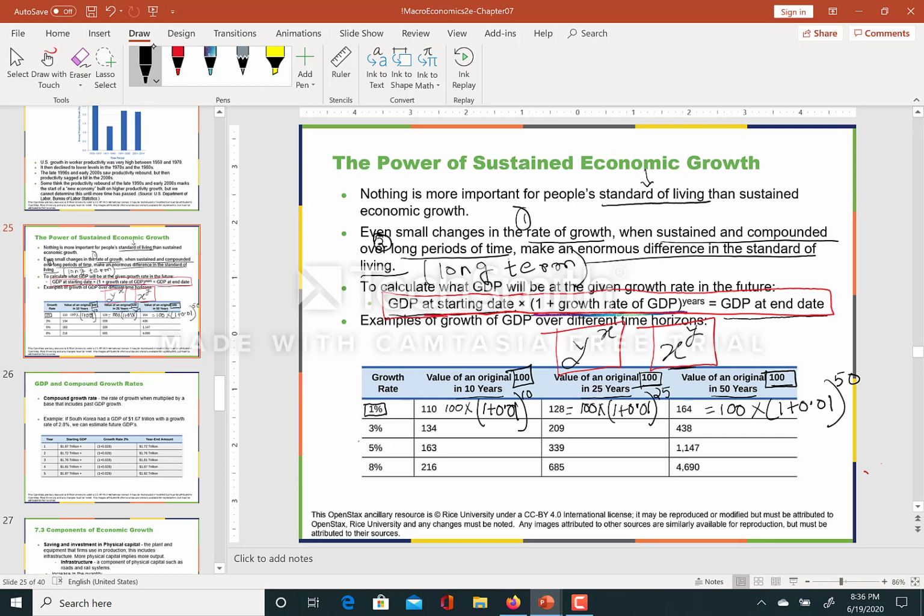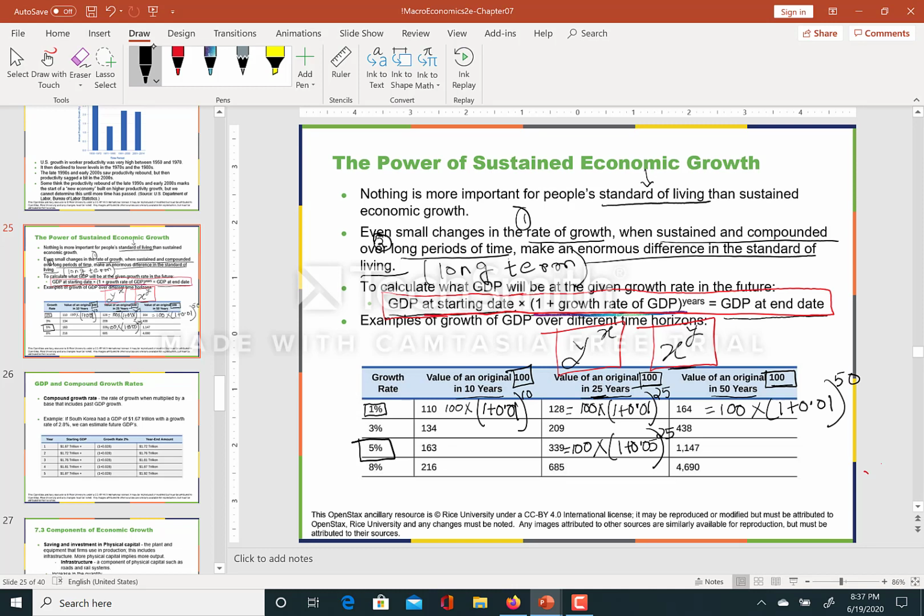Let's look at this 5% growth rate. Again, I have this initial value as 100 and looking at a time period of 25 years. How do you get this 339 here? GDP at starting value is 100 times, growth rate is 5%, that is 0.05, to the power number of years, which is 25. This is how we do it.